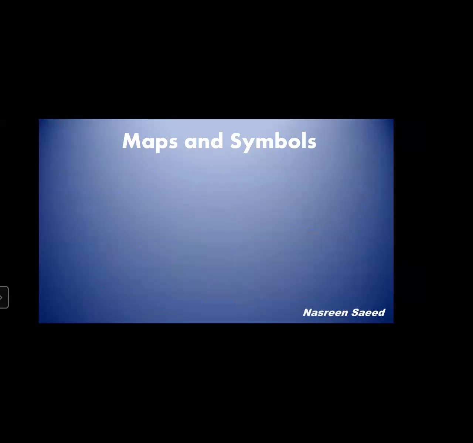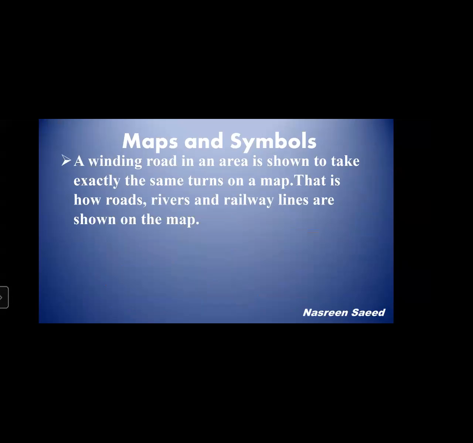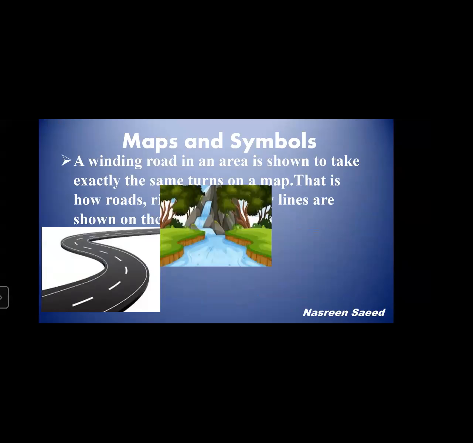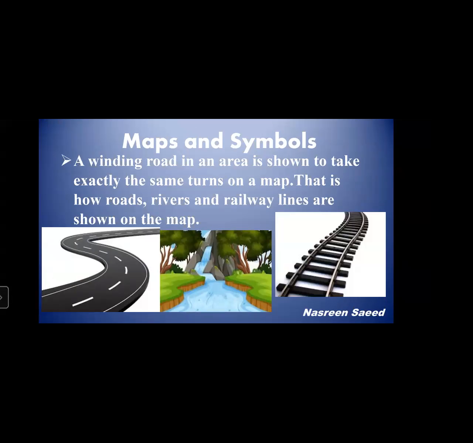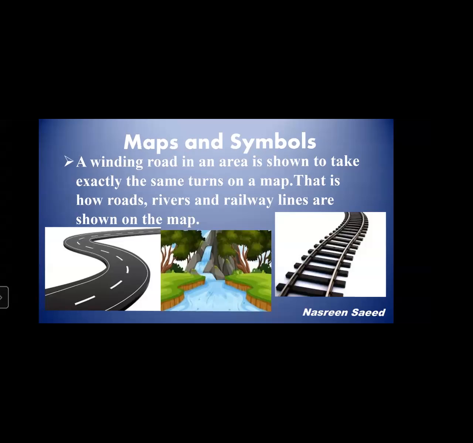Then a winding road in an area is shown to take exactly the same turns on a map. That is how roads, rivers, and railway lines are shown on the map. So if the road is going in an S form, on the map also it is going to take the shape of S. If it is turning right, the map also is going to show right. So the winding and the position are shown the same way for roads, rivers, and railway lines on the map.